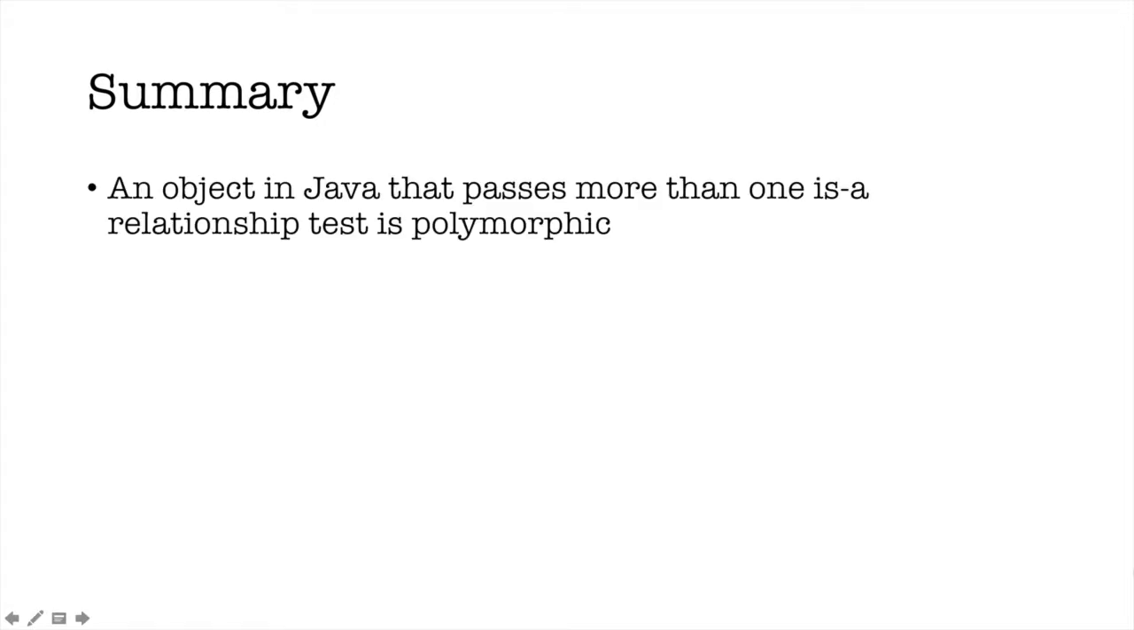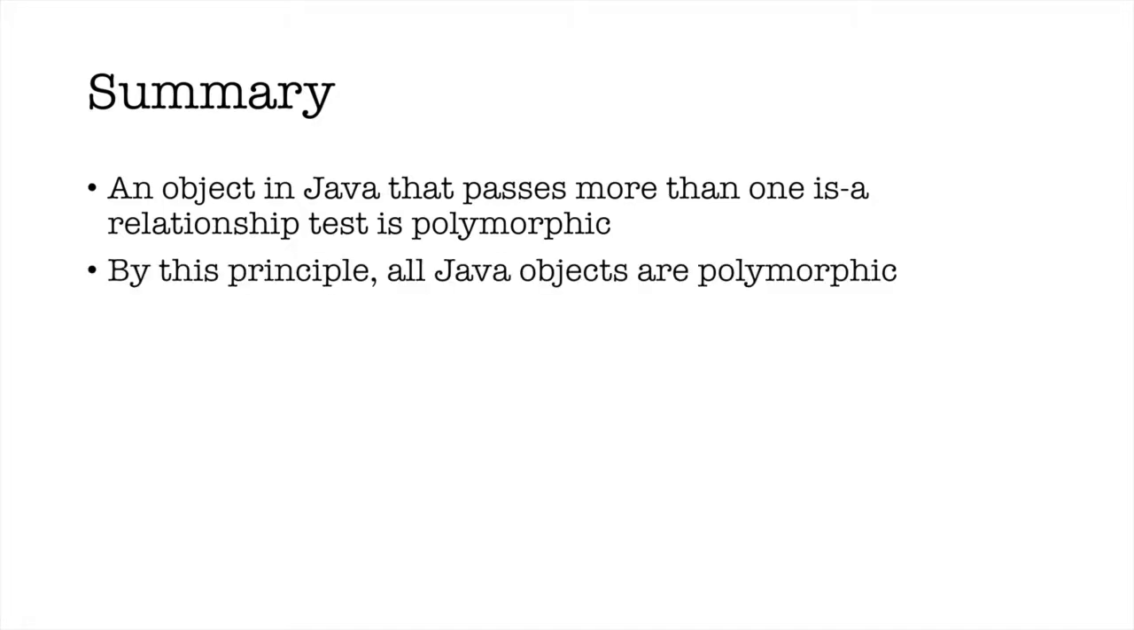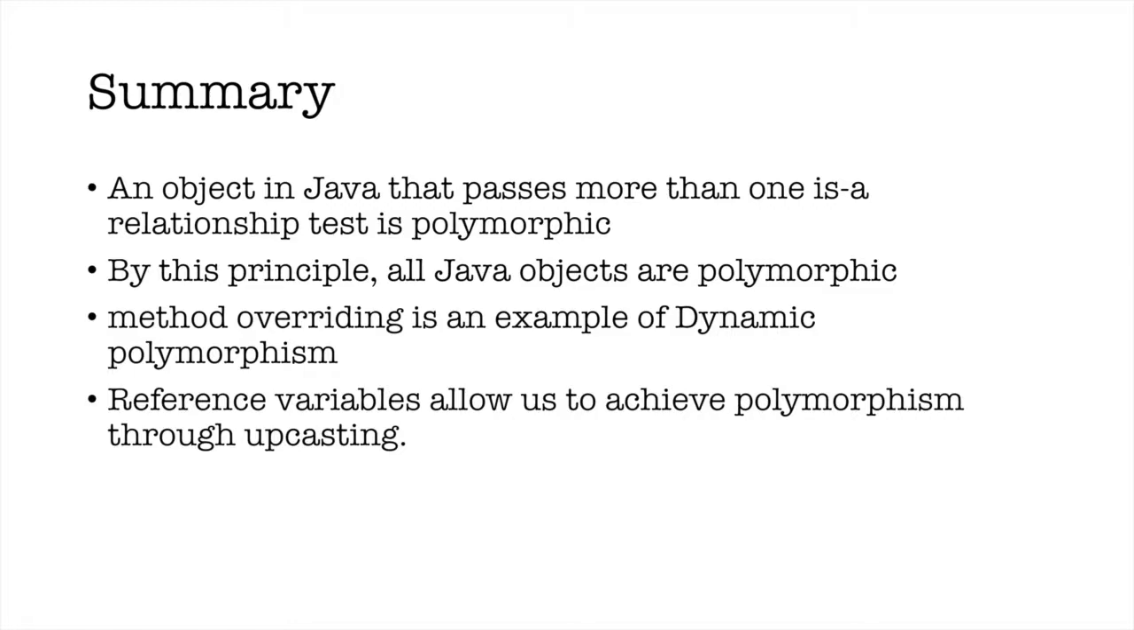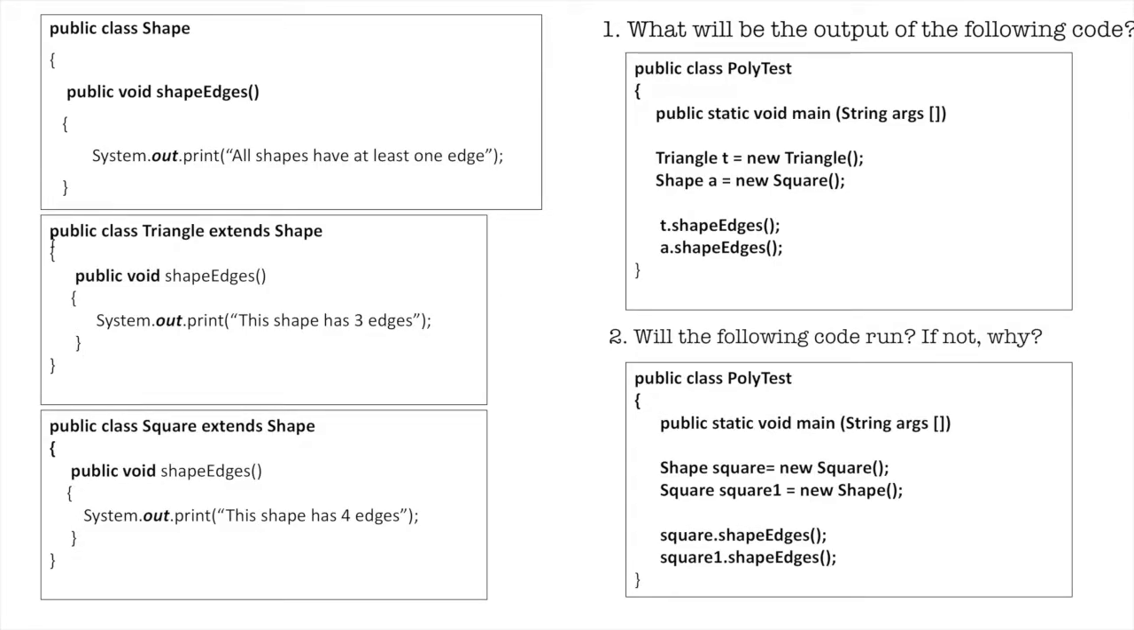Here's a quick summary of what we've covered in this video. An object in Java that passes more than one is-a relationship test is polymorphic. By this principle, all Java objects are polymorphic. Method overriding is achieved through dynamic polymorphism, and reference variables allow us to achieve polymorphism through upcasting. Have a go at the following questions to test your understanding of this topic.